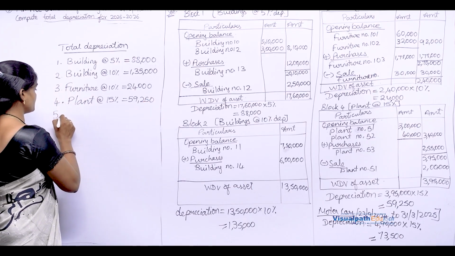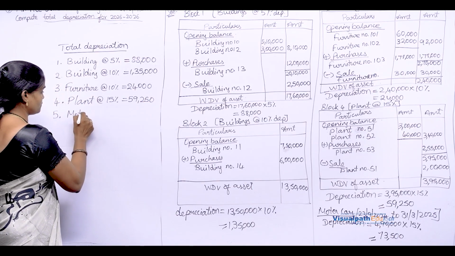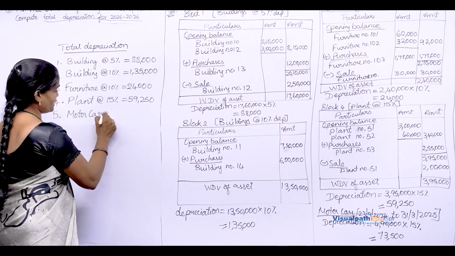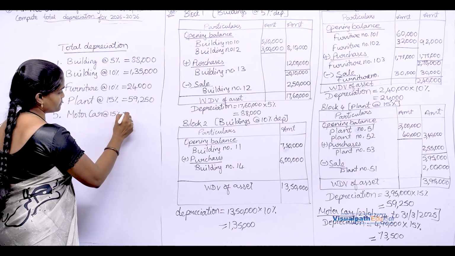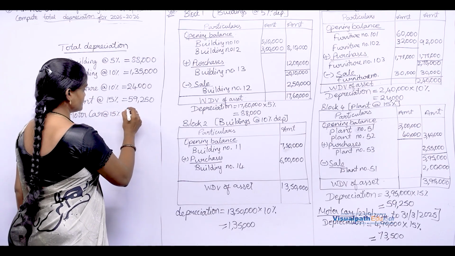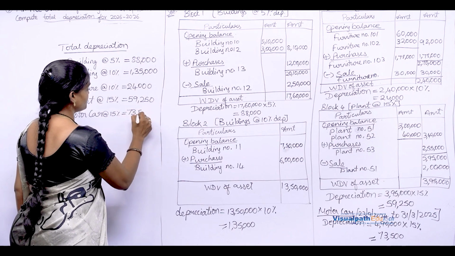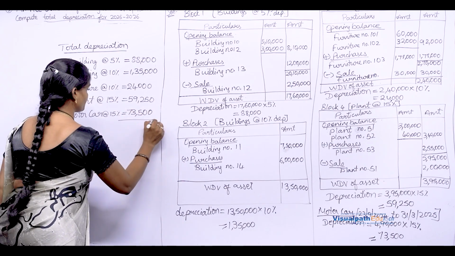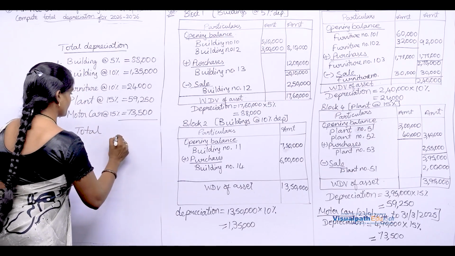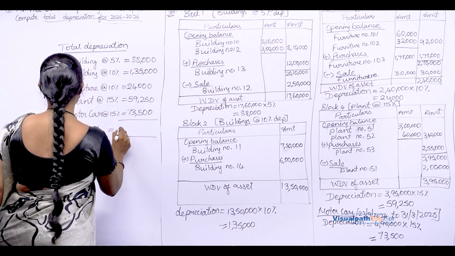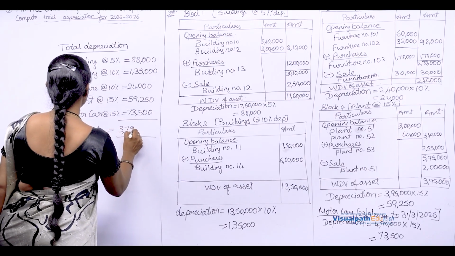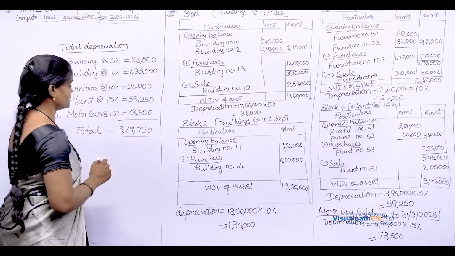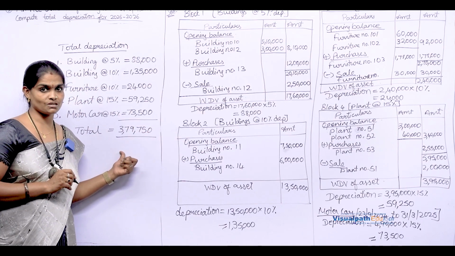Then the fifth one is finally motor car. Motor car at 15% depreciation is 73,500. Clear? Now total. Add this, you will get 3,79,750. This is the total depreciation.